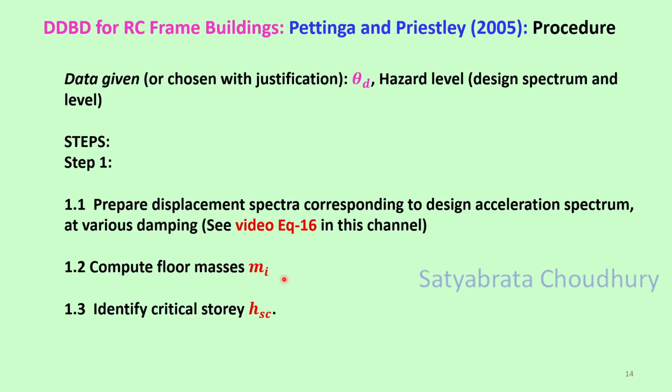Compute floor masses Mi. For this floor mass computation, you will consider the self weight of the slab, the finishing of the slab, then half of the column height from the top floor and half of the column height from the bottom floor contributing to the mass in that floor. Then similarly for the wall also, half from the top, half from the bottom. So those will constitute the masses Mi at any ith floor. Identify the critical story, which is having the highest interstory height. If all the interstory heights are the same, then you can take the ground story as the critical story height, HSC.